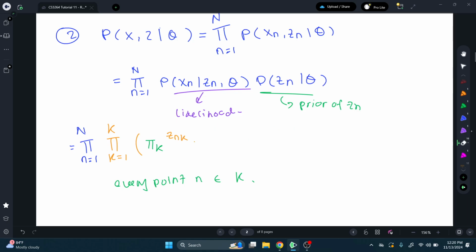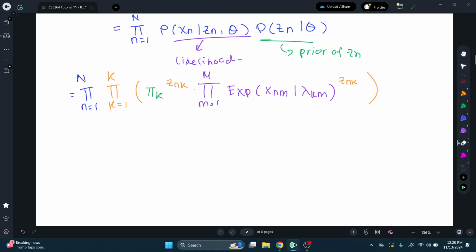So in essence, I'm taking the prior assigned to just that k. We multiply with the likelihood just now, where there will be another multiplication from m equals 1 up to capital M. This will follow your exponential of xnm given lambda km. Then this whole thing would also be raised to znk, because I want it to only work for the label that is assigned initially. Okay, so this is essentially going to be our p of x, z given theta. Any questions so far?